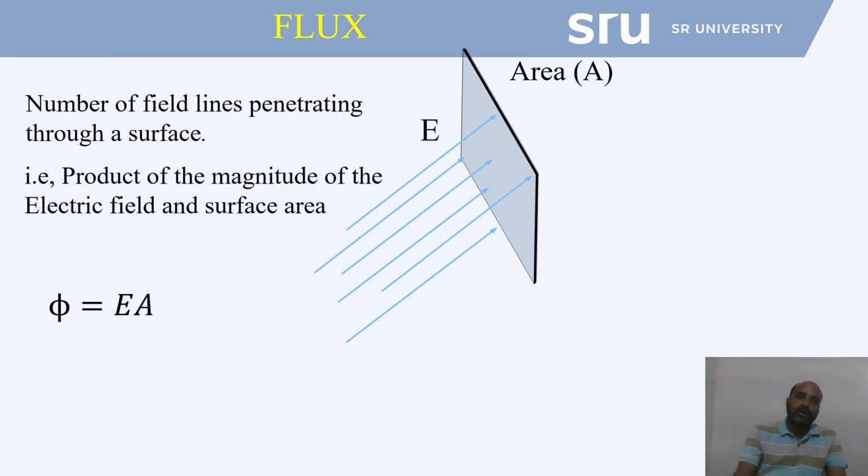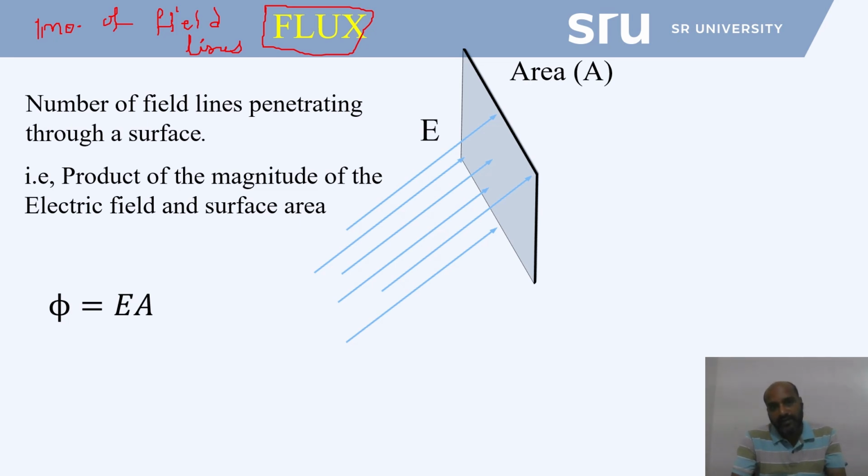Now we'll come to the concept of flux. This is a common word for any non-contact force related fields. Flux in the sense of the number of field lines. This is the general definition. Whether it is electric field lines or magnetic field lines, the format is the same. But the field lines should penetrate through the surface. So the number of field lines passing through the surface is flux.